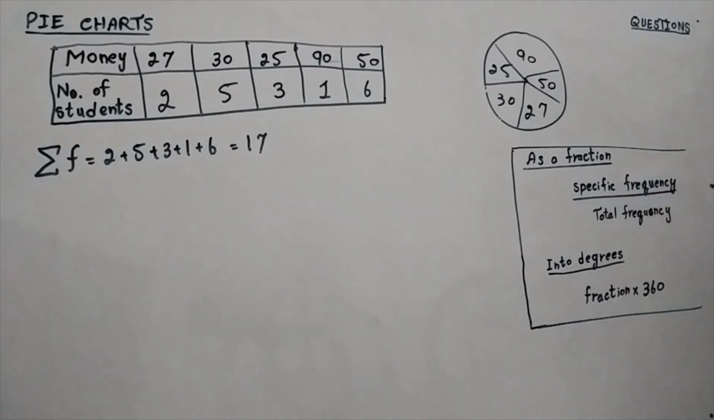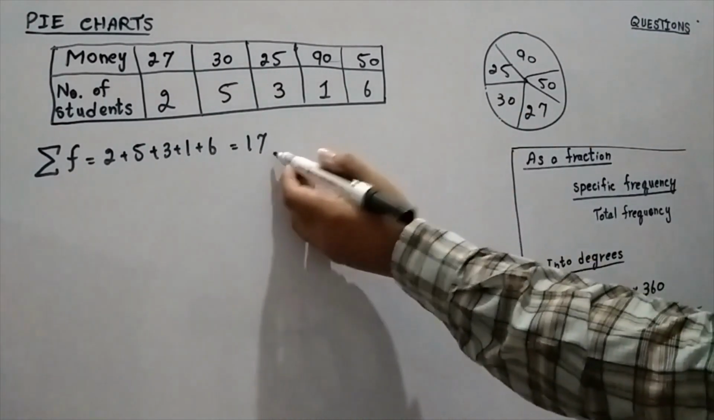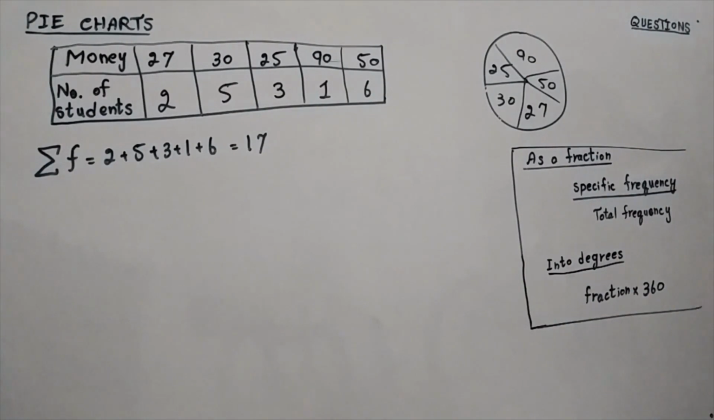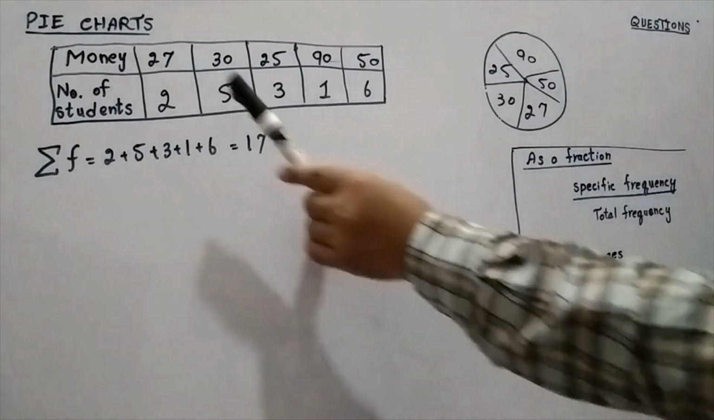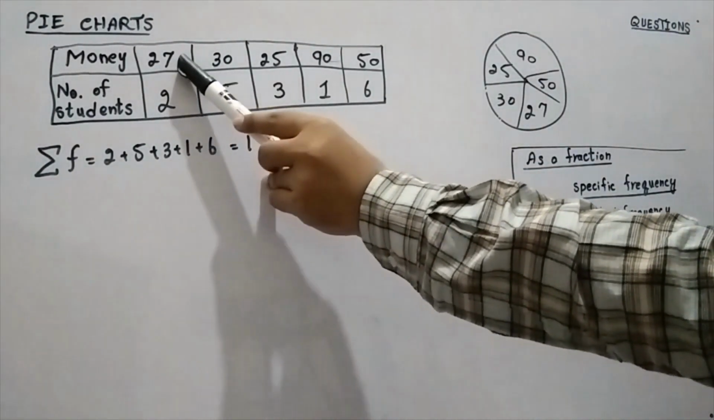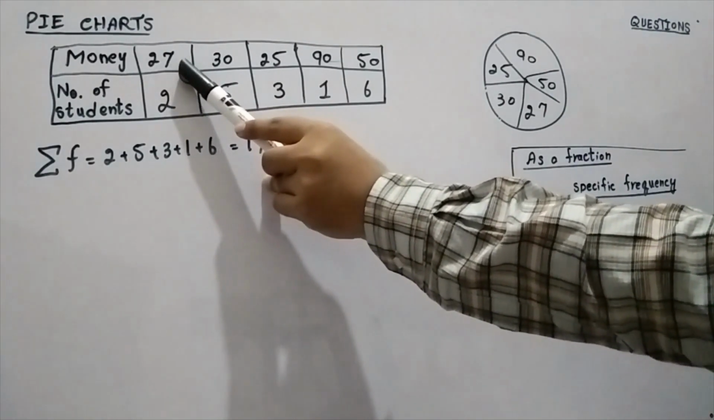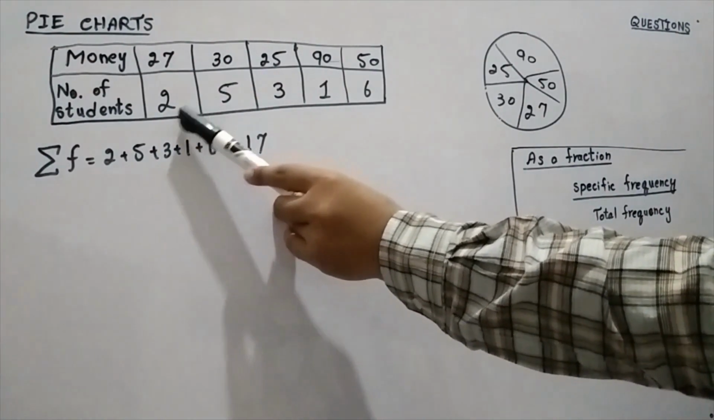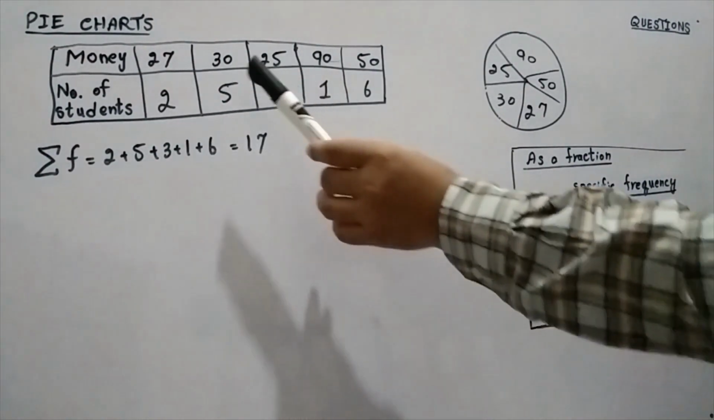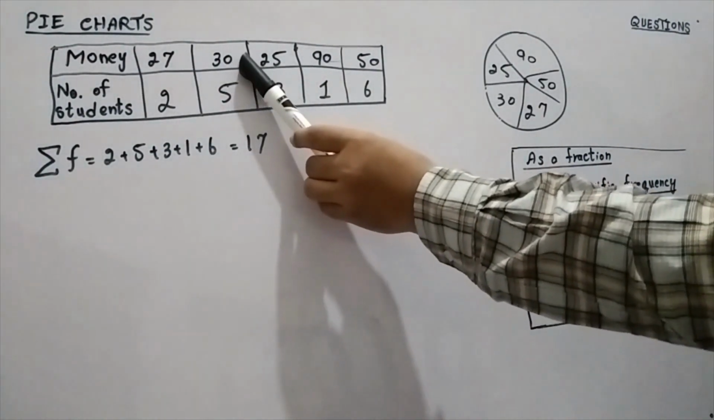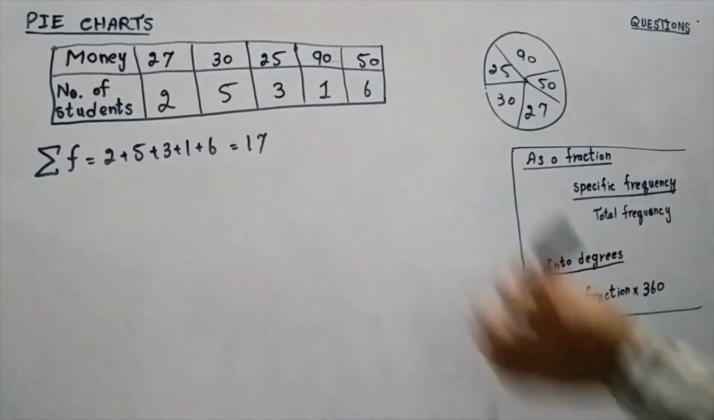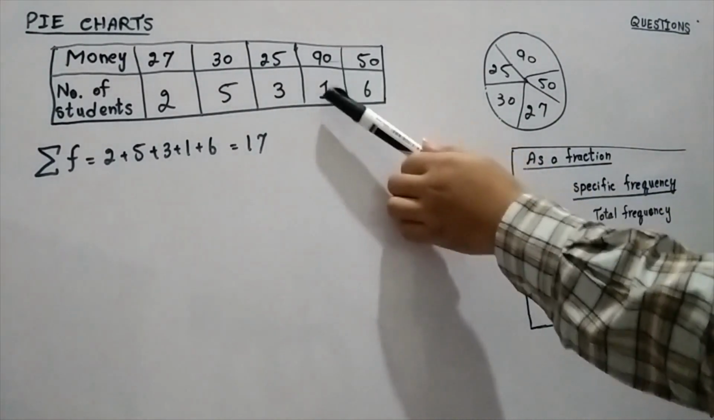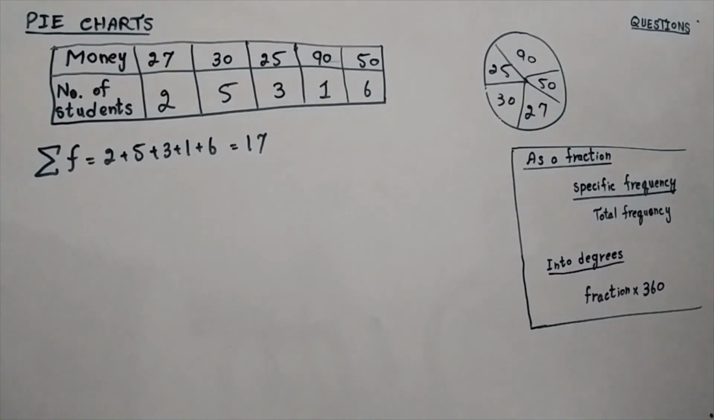If we want to find the fraction, we will write specific frequency over total frequency. Total frequency we have found out here, which is 17, and specific frequency means, if we are taking this category which is $27, I will take the corresponding frequency which is 2, or we can say the number of students. If I am taking this $30, its frequency is 5. Similarly this $90, its frequency is 1.